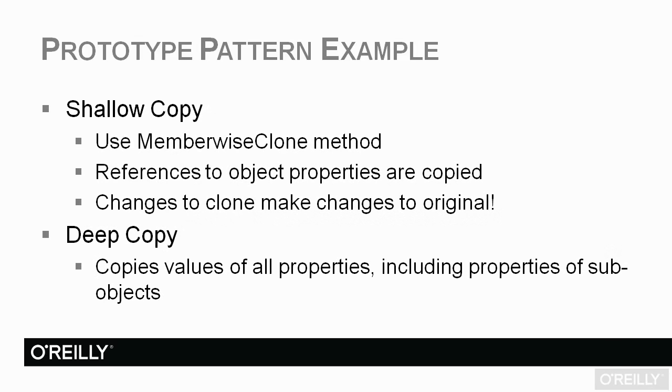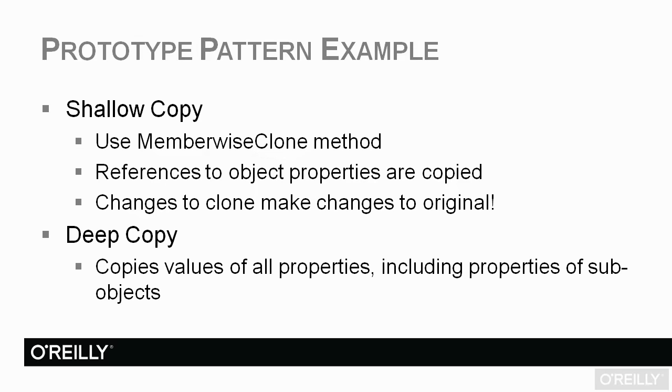So a shallow copy might use the MemberwiseClone method. An object has a MemberwiseClone method. You get that for free in .NET. And what it does is it copies the properties of the object and essentially makes a copy of it. However, it copies references to the object properties. So in our case with the user, it will copy a reference of the address, not make a deep copy, which means that if I make changes to that clone, to that copy, the changes will also go back to the original. Now, this may be what you want, but it's often not the behavior you're expecting at all.